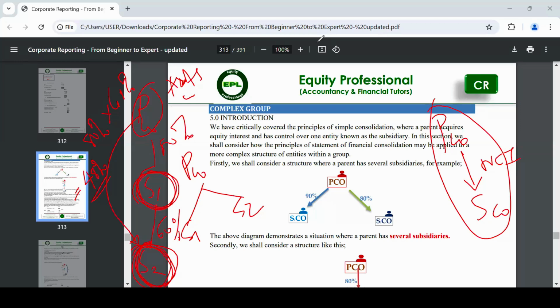So therefore, if S1 is a parent to S2, then it becomes incumbent on Pico, when it prepares a group consolidated financial statement, to consolidate the book of S2 as well. So it's as simple and as logical as that. It does not matter that the effective interest rate is 48%.